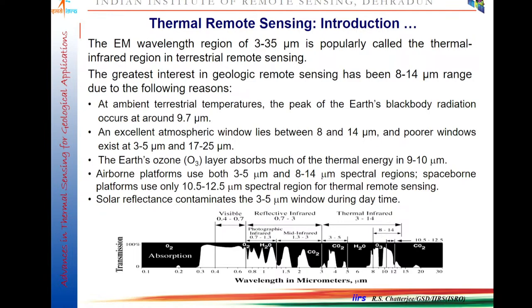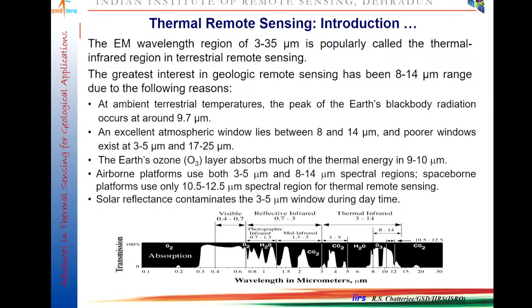The electromagnetic wavelength region of 3 to 35 micrometer is popularly known as the thermal infrared region. And for geological remote sensing, particularly over the Earth, we use the 8 to 14 micrometer range, and there are certain reasons. At ambient terrestrial temperature, you know what the ambient temperature is? It is 25 degrees Celsius. So the peak of the Earth's blackbody radiation is around 9.7 micrometer, which is more or less at the center of the 8 to 14 micrometer range.